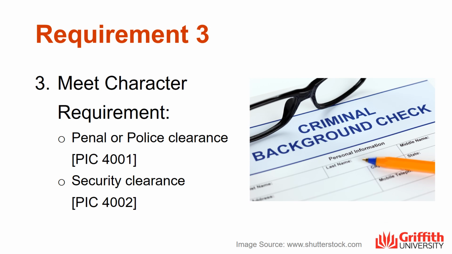In assessing the character requirement, there are two aspects that have to be met. One is the penal or police clearance to show if there are any convictions against the applicant, and if so, what they may be. This is Public Interest Criteria 4001. The other is the security checks that have to be undertaken by ASIO to show that there are no security concerns against the applicant. This is Public Interest Criteria 4002.